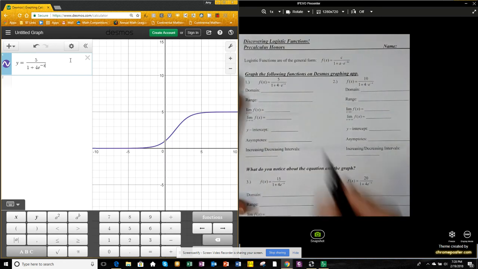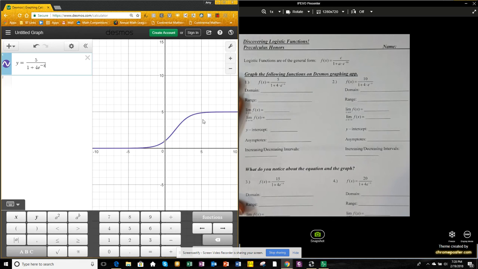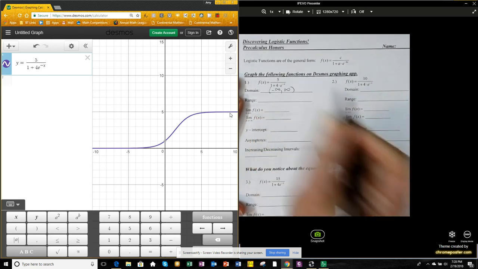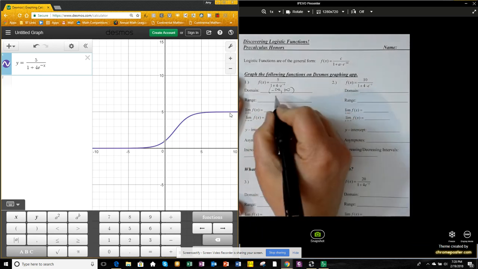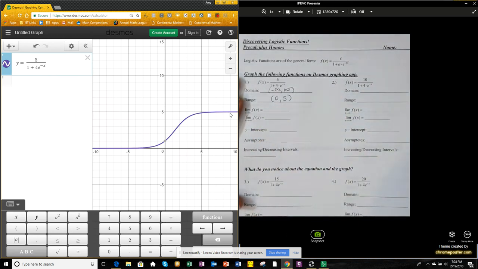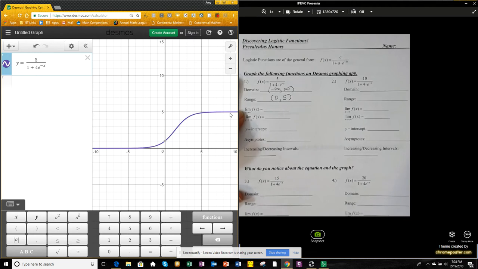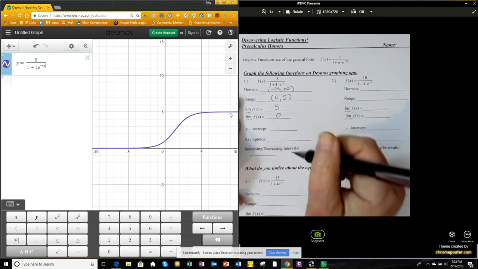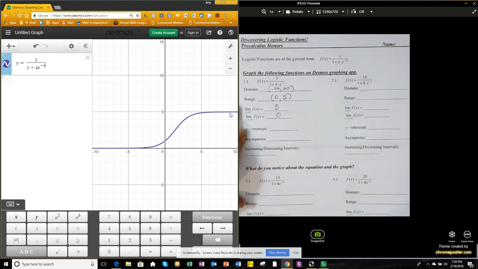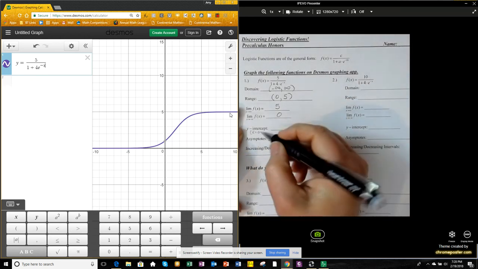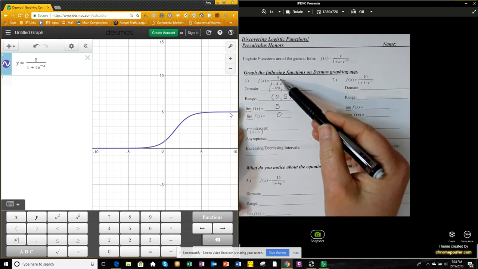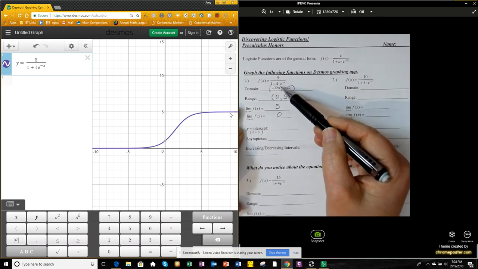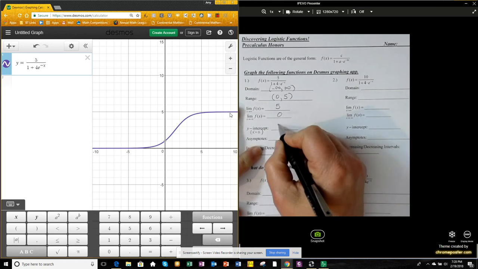So looks to me like the domain is all real numbers. All right, so we're going to put that down, negative infinity to infinity. The range looks pretty clearly limited to between 0 and 5. And behavior limits. The limit as x goes to infinity looks like that's 5. The limit as x goes to negative infinity looks like it's 0. The y-intercept, that occurs when x is equal to 0. When x is equal to 0, you plug it in here, we get 5 over 1 plus 4 times e to the 0, which is 1. So this would be 5 over 5, which is 1. So that's going to be 0, 1.